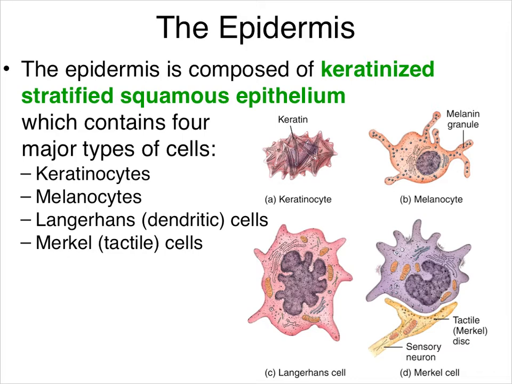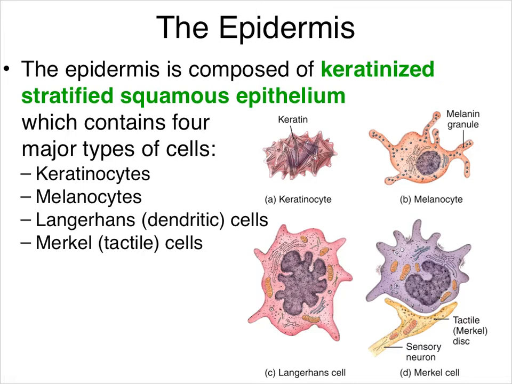These are the four main types of cells, and by far the most common is what's called a keratinocyte. A keratinocyte is an epithelial tissue cell. They range from being cuboidal to being squamous, depending upon what layer they're found in, but by far most of them are squamous.